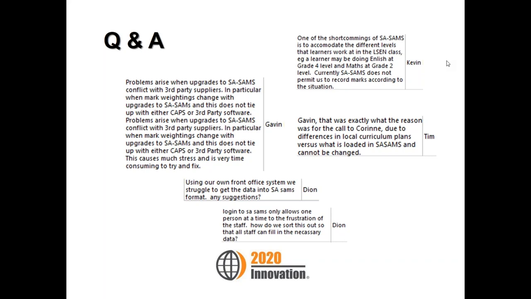I mentioned an upgrade. There are rumors in the corridors of upgrades with regards to SASAMS. I'm not talking about patches. Patches are different things. Patches create chaos. There is talk of an upgrade on SASAMS, but I've got no idea when that might be happening from that side.